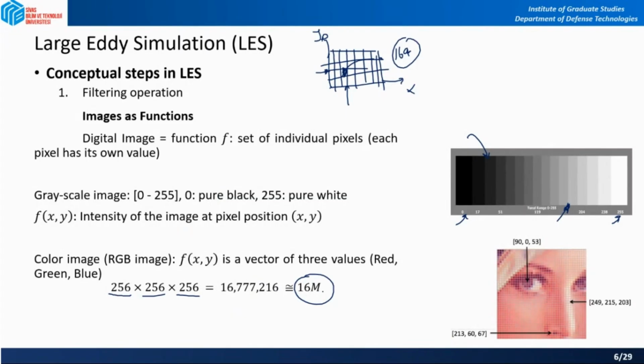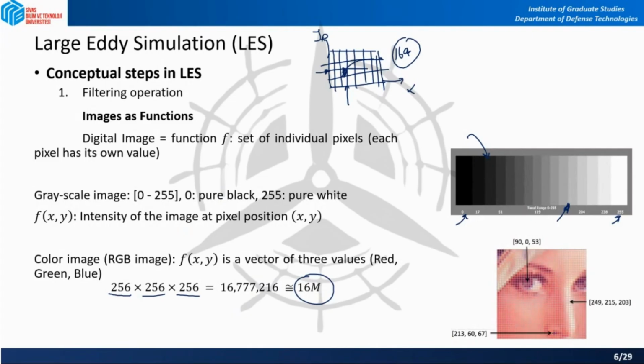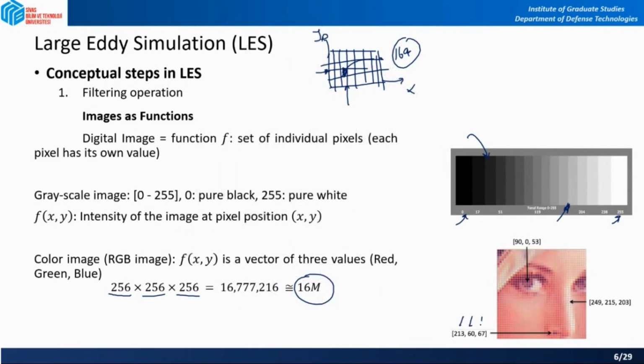As an example, you're seeing that this pixel has these three values. This is for the red, this is for the green, and this is for the blue. And again, this pixel in here, 0 means it has no green inside, so it's a combination of red and blue only. When you understand these filtering operations, this will help you very well in order to understand the filtering operation and processing images in LES as well.